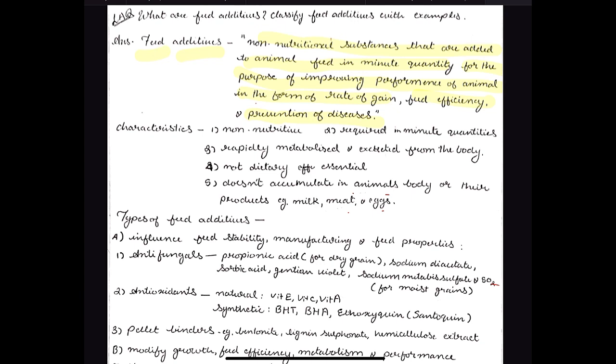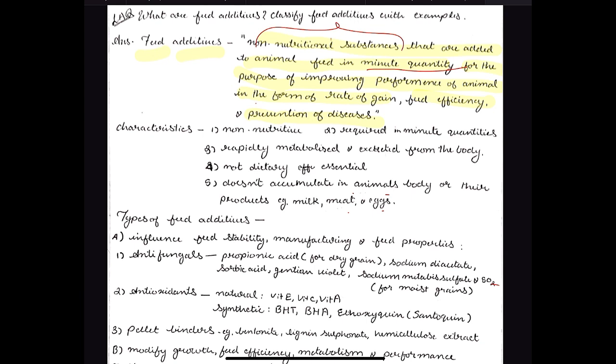So it is non-nutritional. Second thing, it is added in minute quantity because whatever we are giving to the animals, mostly they are going to be commercial animals. So we have to think economically. So it is given in minute quantity for the purpose of improving the performance of the animal. Why are we adding something to the feed? To improve the performance of the animal.